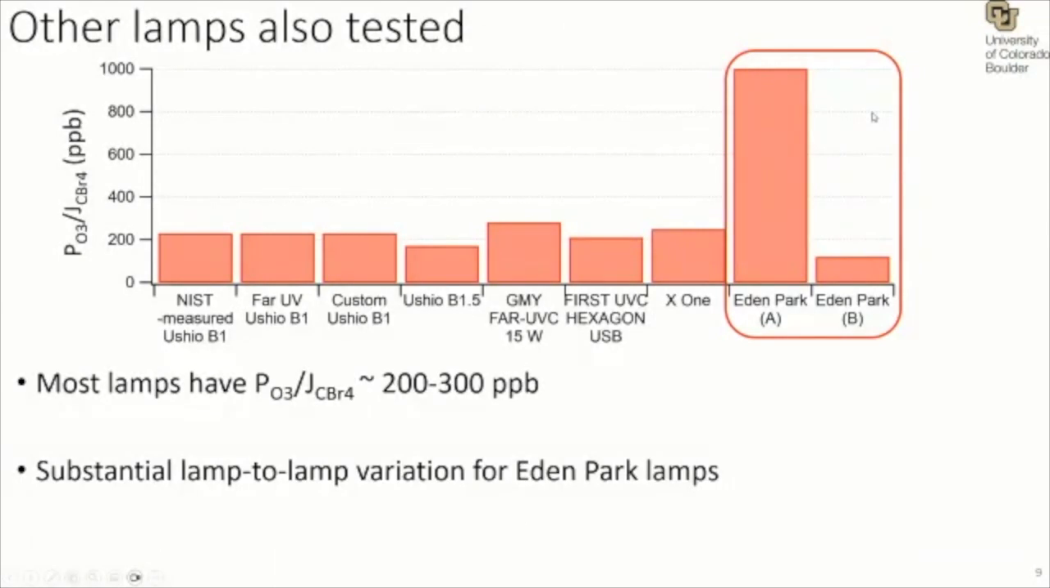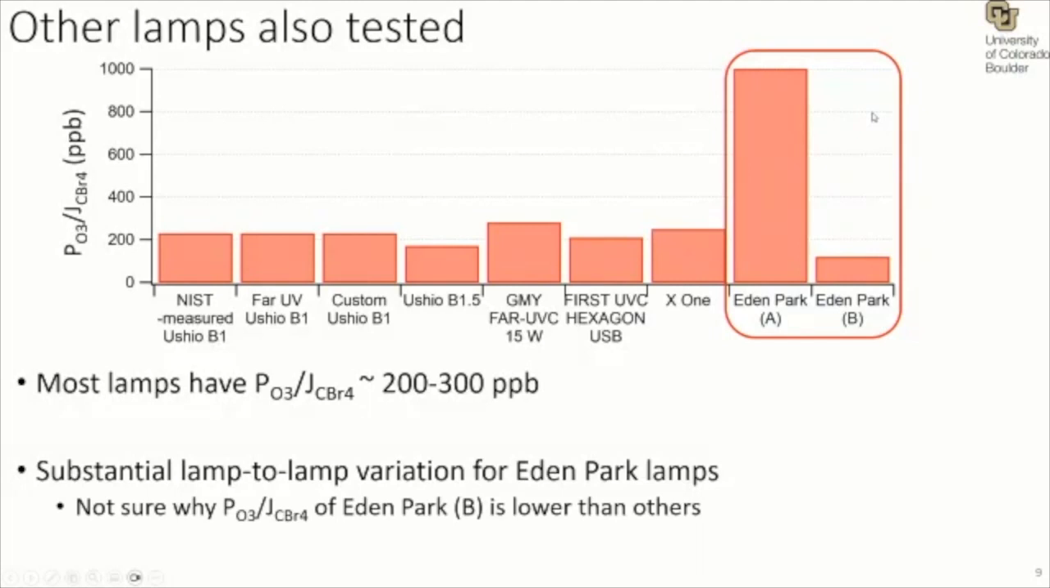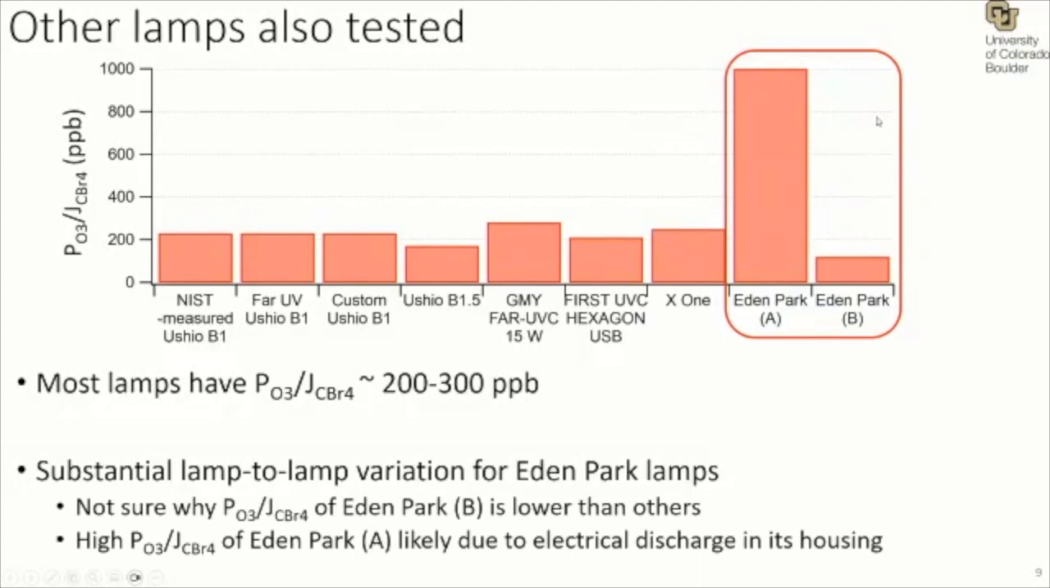We tested 2 Eden Park lamps. They are the same type. We call them A and B. And we found a significantly lower ratio between the two rates for Eden Park B than other lamps. We're not sure why. And more surprisingly, the other Eden Park tested showed a very high ratio between the two rates. We think it's likely due to electrical discharge in its housing.